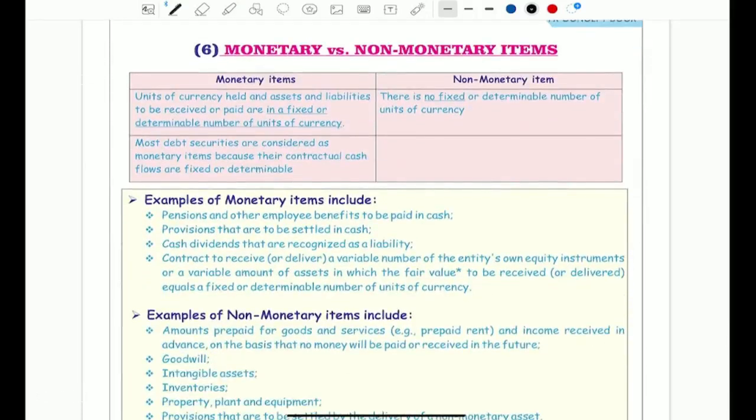Now, do you know what is monetary? What is non-monetary? Monetary item, non-monetary item. No, that is not monetary. What is a monetary item? Very good. So it is monetary. And non-monetary, non-fixed unit of currency. Any example? What is plant and machinery? Monetary or non-monetary? How?